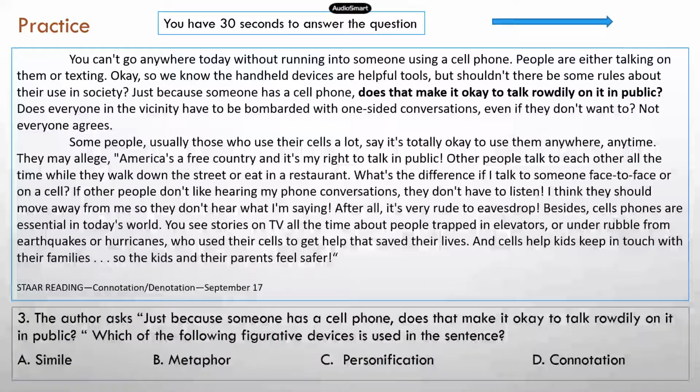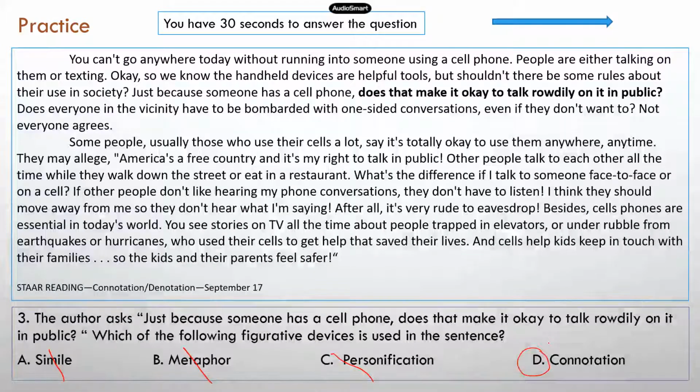Okay, question 3. The author asks, just because someone has a cell phone doesn't make it okay to talk rowdily on it in public. Which of the following figurative devices is used in the sentence? So first of all, there's no comparison between two different things, right? So it's not simile or metaphor. And it doesn't involve any non-human objects having human qualities, right? So C is also not correct. So the correct answer is D.